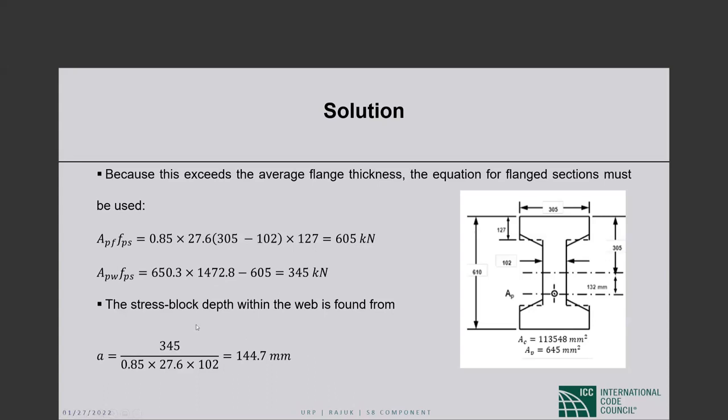Then we recalculate the stress block in the web, which is based on this one. So this is Apw fps over 0.85 f prime c bw. Now we're using bw because we're in the web now. The web width is 102 millimeter.